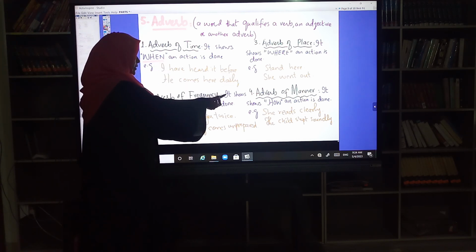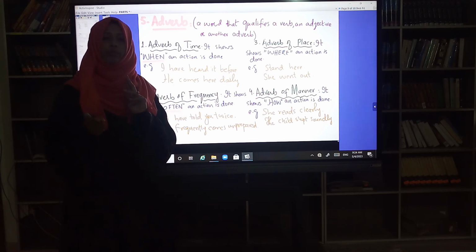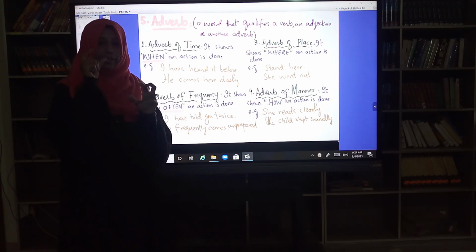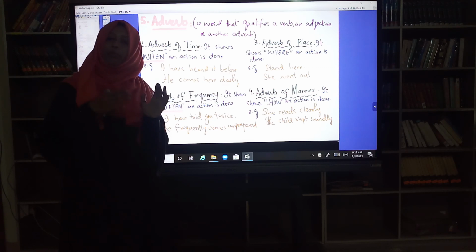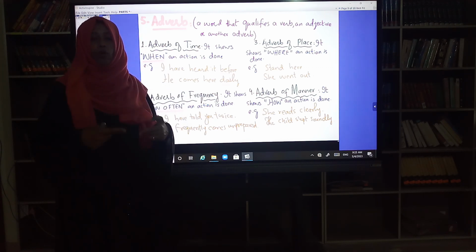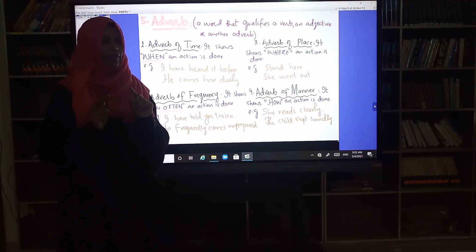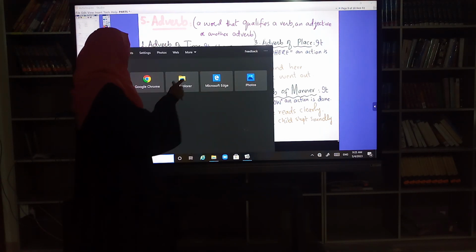Now, the second type is adverb of frequency. It shows how often. The difference between adverb of time and adverb of frequency is, time shows you when an action is done, while adverb of frequency shows you how many times, how often, how frequently an action takes place. So there's a little difference between the two. Do remember this difference.